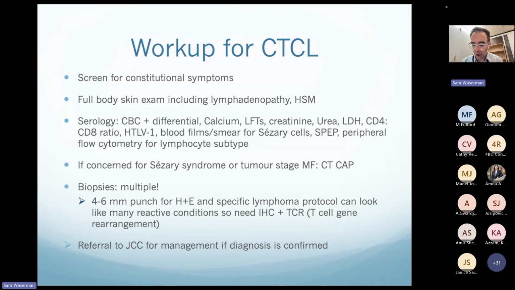And then you tick off as well to send for the lymphoma protocol as part of the specimen collection within EPIC. I'm not sure if that's how it is within Dovetail as well. And it can look like many other inflammatory conditions, so it's really important to send it for immunohistochemistry and T-cell rearrangement studies. And then referral to the Juravinski for management once the diagnosis is confirmed.